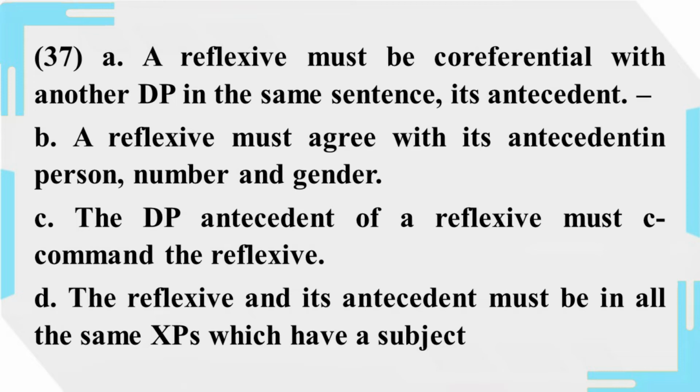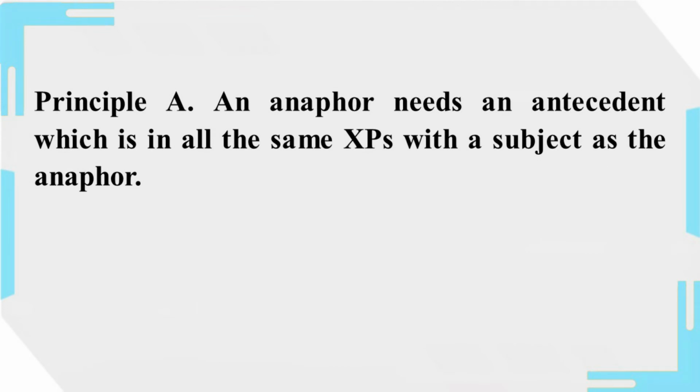The first, third, and fourth requirements are usually grouped together and given the name of Principle A. Principle A says an anaphor needs an antecedent which is in all the same XPs with a subject as the anaphor. These 4 requirements on reflexives provide an account of our examples 24 and 25, and it will turn out that we have set the stage for explaining similar examples with pronouns. We have also set the stage for explaining much more complex examples which we will see in subsequent chapters.